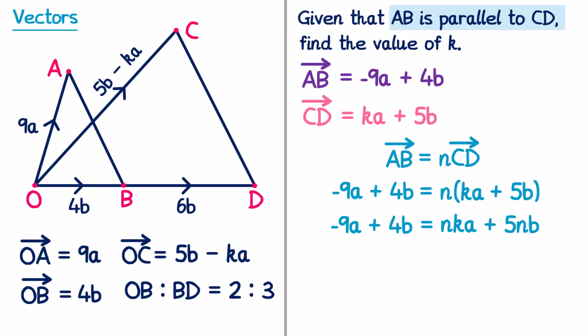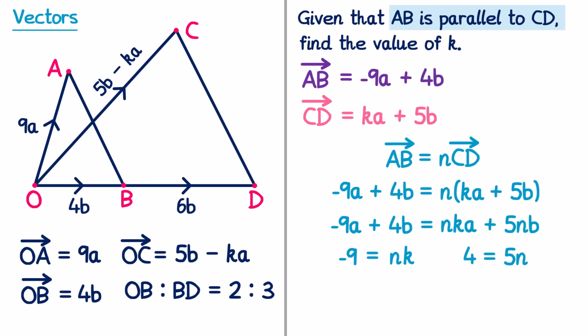Now at the moment this may look overly complicated, but remember that n and k are just some numbers that we need to find. What we're going to do now is use a technique called equating coefficients. Because these two vectors are equal to each other, we must have the same amount of a's on the left and on the right, and we must also have the same amount of b's on the left as on the right. So if we look on the left-hand side, we have negative 9a, and on the right side we have nka. This means that negative 9 must be the same as nk, so we write that down as an equation, negative 9 equals nk. We can do the same thing with the b's. On the left-hand side we have 4b's, and on the right-hand side 5nb's. So 4 must be the same as 5n. So we write that as an equation too.